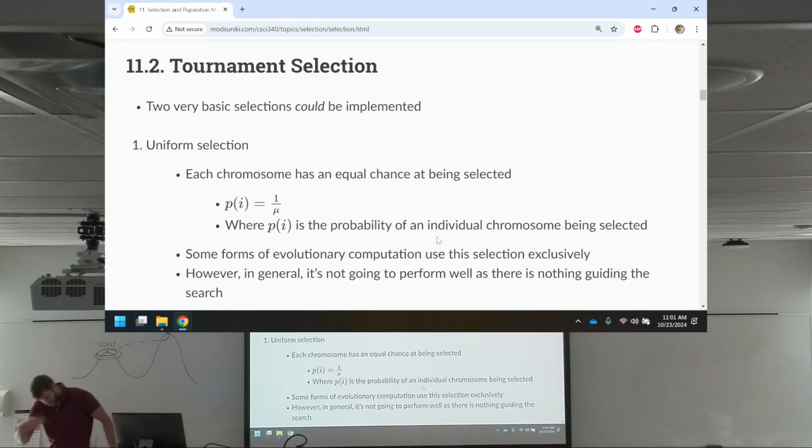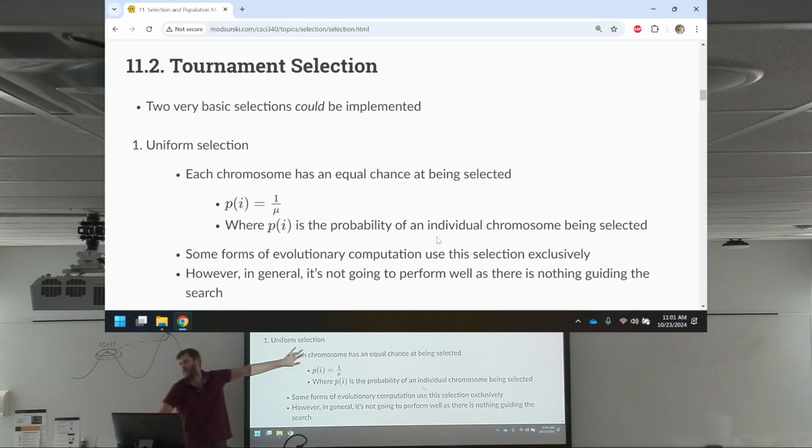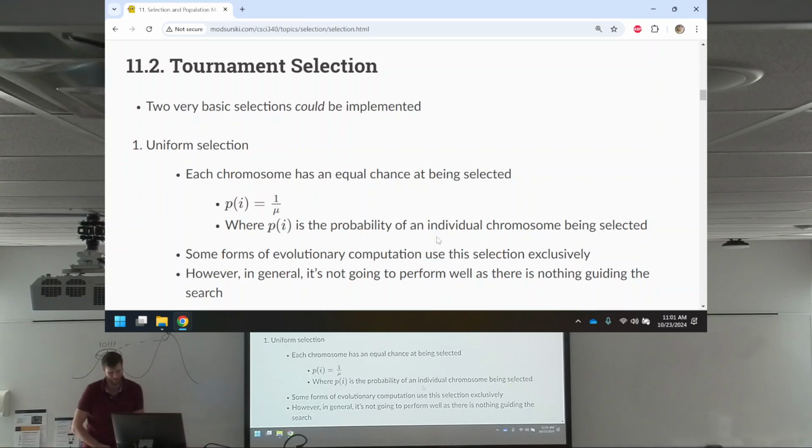Some forms of evolutionary computation use this selection exclusively. Yeah, there are some forms of evolutionary computation, like specific types of algorithms. I want to say differential evolution does this, but I could be wrong. I can't quite remember, but there are some forms of evolutionary algorithm where this is not something you tune. You pick your selection, this is the selection you use.